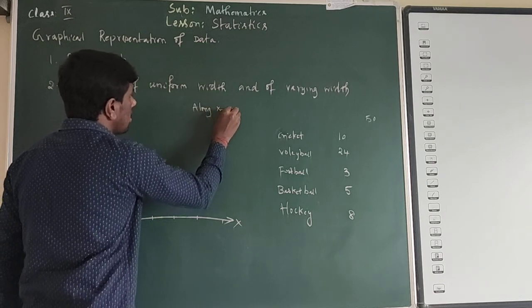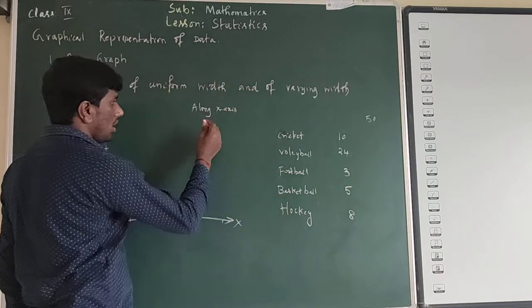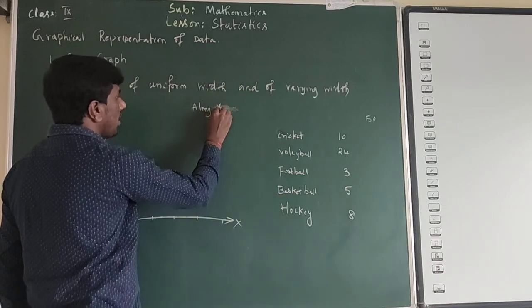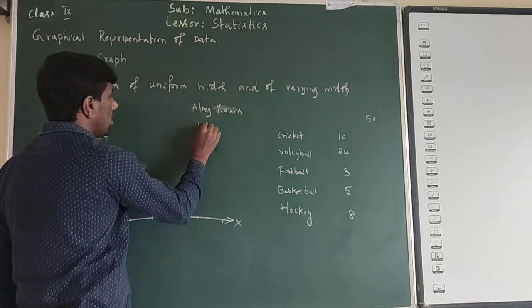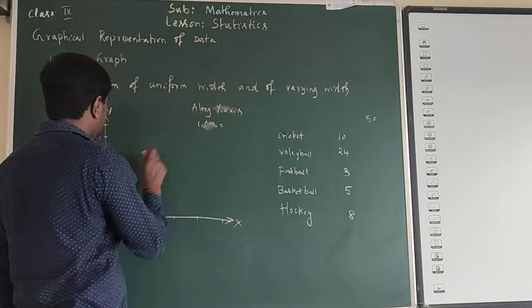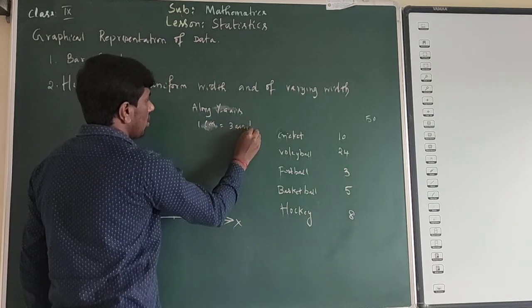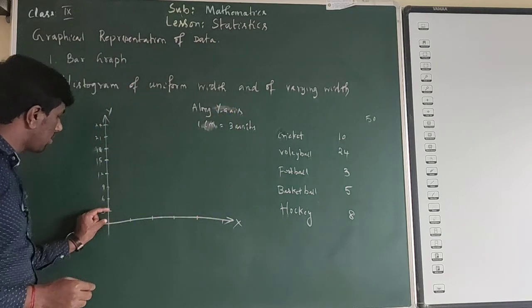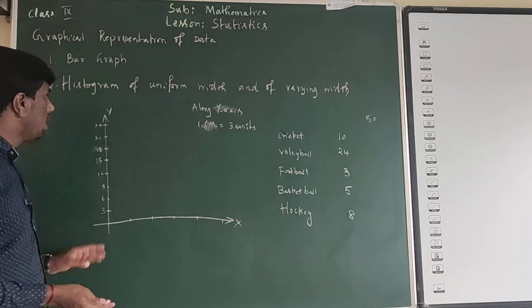Along the x-axis, we have taken the sports, right? So along the y-axis we will take the scale. Along the y-axis, 1 unit is equal to 1 centimeter is equal to how many units? 3 units. Okay. So 1 centimeter is equal to 3 units. So this is the bar graph.